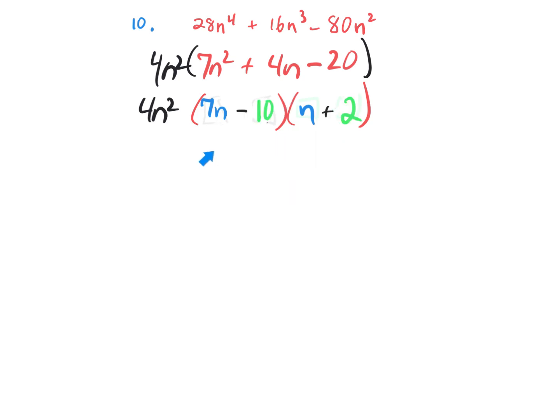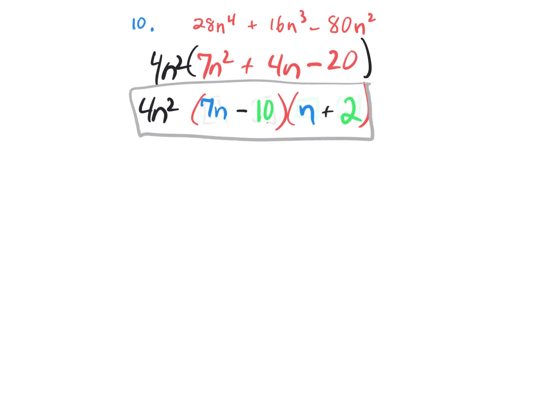It ends up being minus 10, or negative 10, and a positive 2. When you multiply that, you get negative 20. And the outer product is 14n, and the inner product is negative 10n. And when you combine those, you get positive 4n, which is what we needed. So this is the final answer. We can't factor anything anymore. This is the answer factored completely.